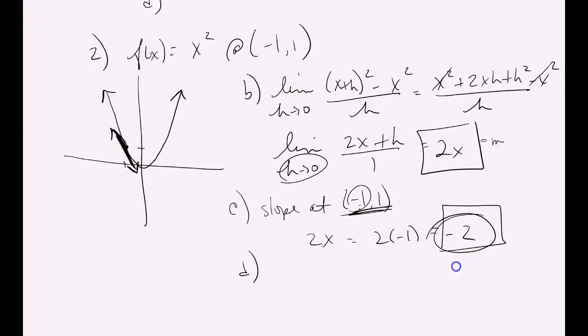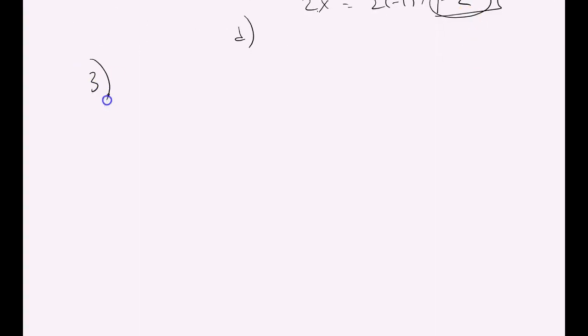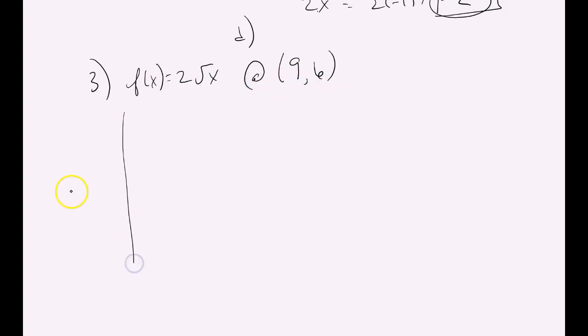It would match up. Number 3 is supposedly the hardest on the paper. And we're checking at the point 9,6. Okay, so what do we do? Well, we start with drawing it. If you didn't remember the graph and you had to look it up, I guess that's okay. It looks a little something like that, okay?